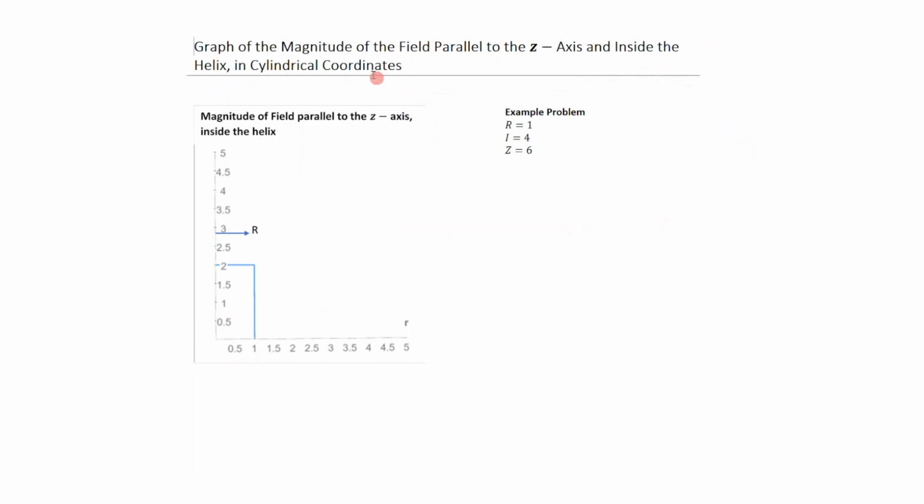Finally, we can graph the magnitude of the field parallel to the z-axis and inside the helix in cylindrical coordinates. So you can see its value is constant until you get to the edge, more or less, right? And then it drops to 0. This being the radius in our example. In this example problem, I chose the radius to be 1, current to be 4, and the height of our contour to be equal to 6. And so this is the result that we got.